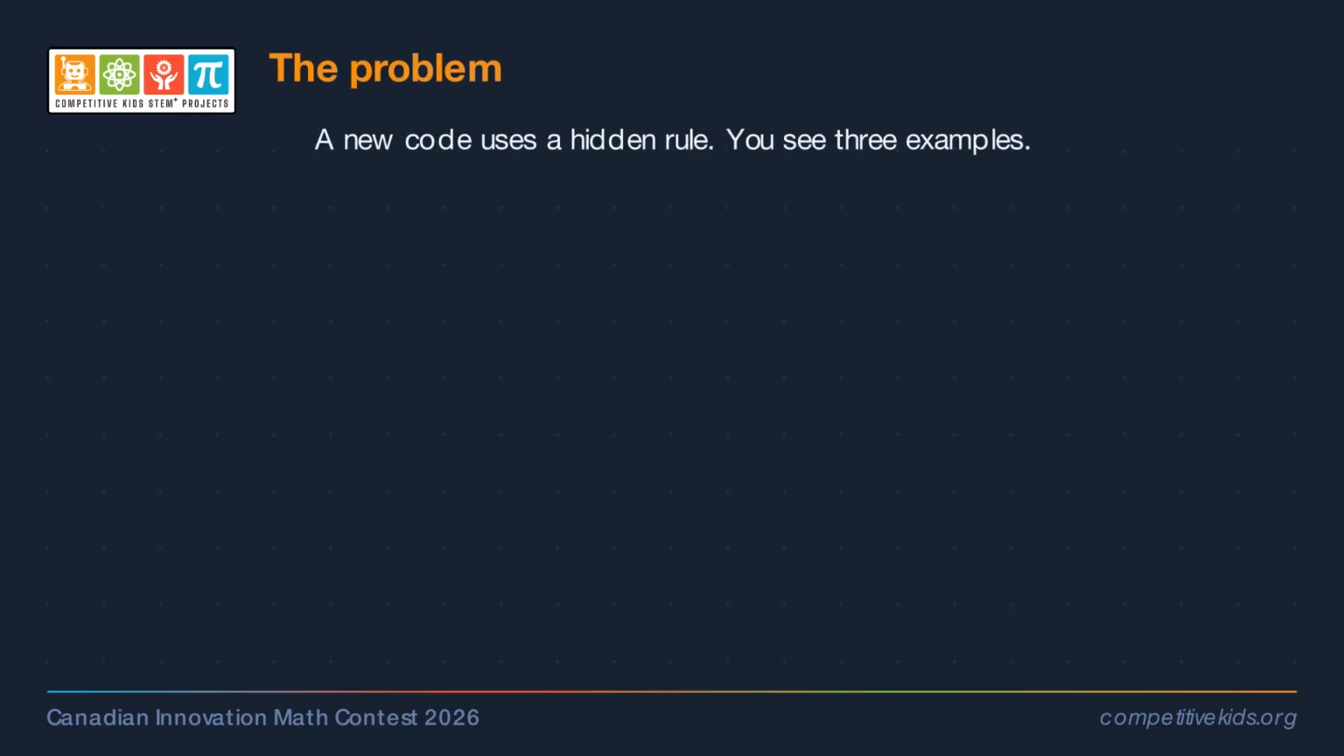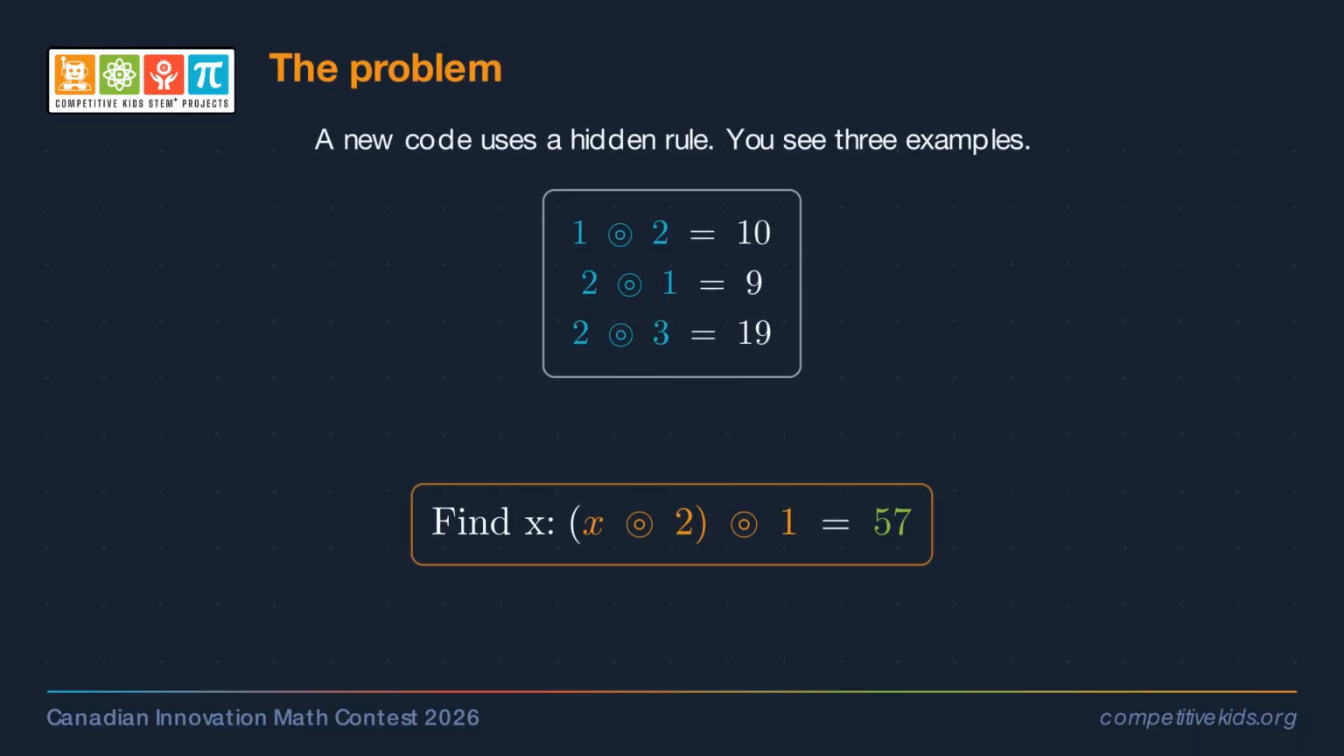A new code uses a hidden rule. Here are 3 examples. 1 circle 2 equals 10. 2 circle 1 equals 9. 2 circle 3 equals 19. Find x. The expression x circle 2, then circle 1 equals 57.